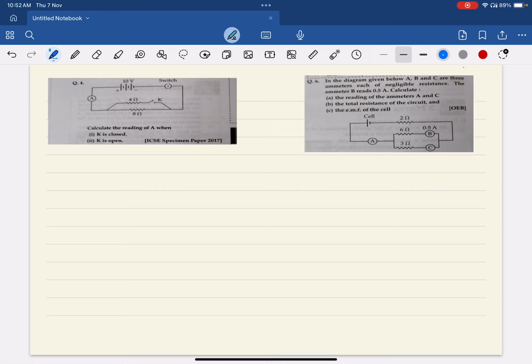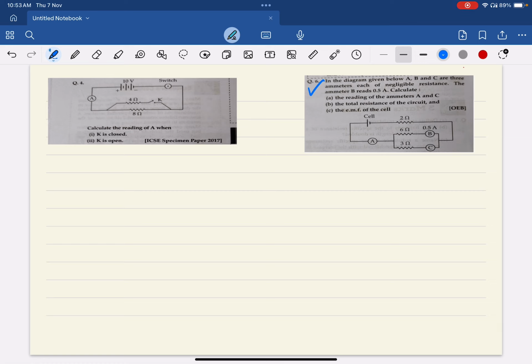Now let us look at question number 6, which is question number 2 for me here. It says in the diagram given below, A, B, C are three ammeters, each of negligible resistance. The ammeter B reads 0.5 ampere. Calculate the reading of ammeters A and C, the total resistance of the circuit, and the EMF of the cell.